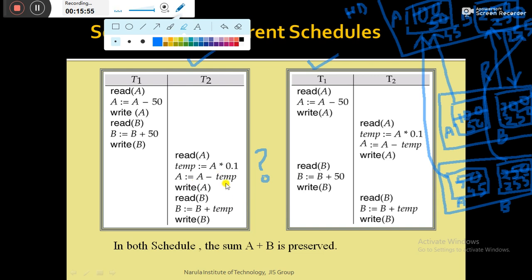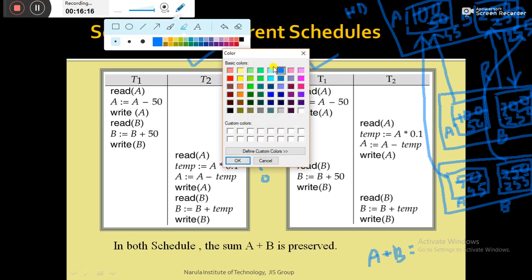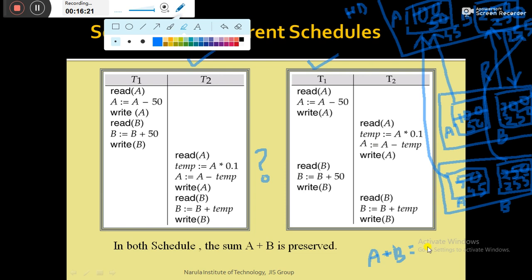So transaction T2 gets completed. Now if you look at what is the value of A plus B once both the transactions are completed, the value of A is 45, value of B is 255, so 45 plus 255 becomes 300. And what was the initial value of A plus B, before the transactions execute? Before T1 and T2 execute, the value of A plus B was 300.